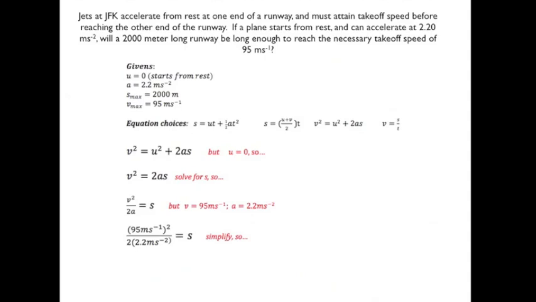What I'm going to do is solve for s. I'm going to solve for the displacement it takes to reach 95 meters per second of velocity, because I know I have to reach a speed of 95 meters per second in order to take off. So if I can figure out how much distance that takes, s, and compare it to the amount I have available, 2,000, then I'll know whether I made it or not. So I'm going to figure out what distance it takes to reach 95 meters per second, and compare it to the 2,000.